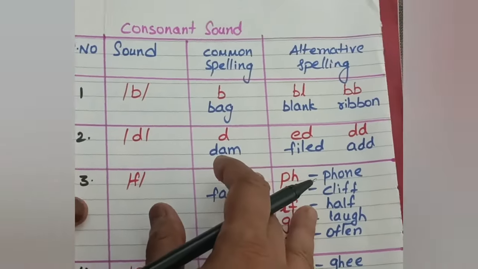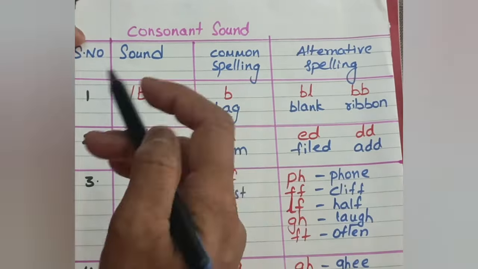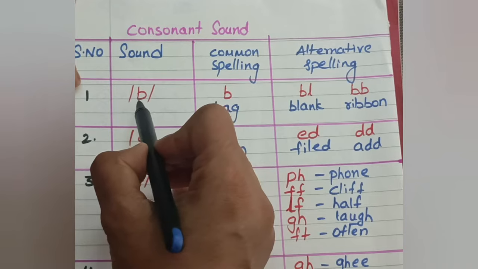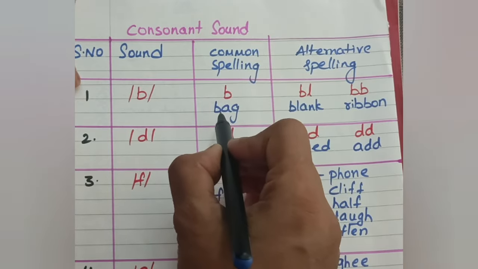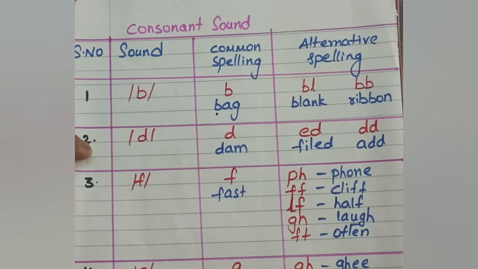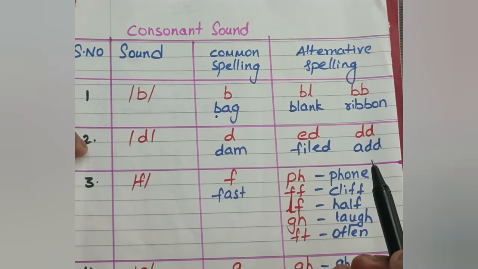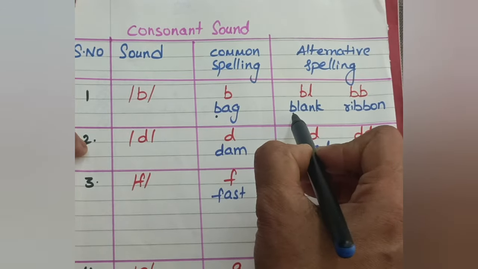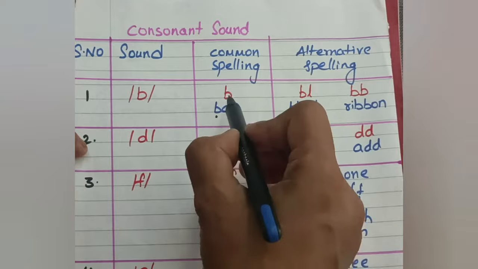So let us start with consonant sounds. Here we have the serial number and the sound. We use slash for the sound. The sound of this letter is B. In the common spelling, the B sound is B. And alternative spellings: this B sound is used in different combinations with other letters, like in blank, and in ribbon, where two B's are there but it makes the sound B.